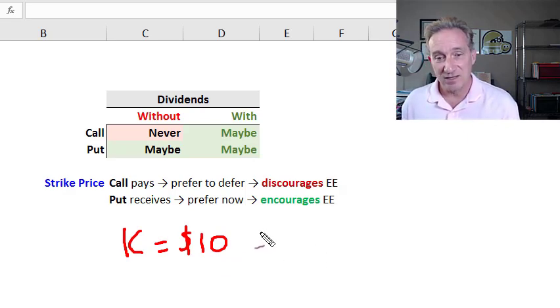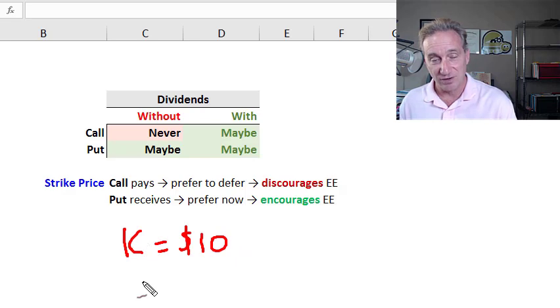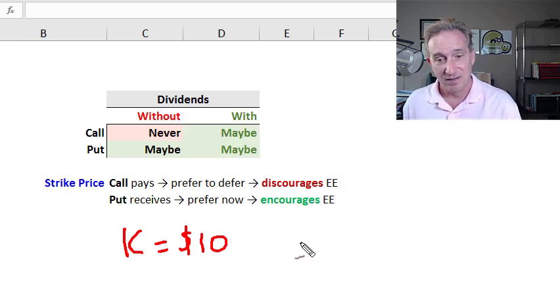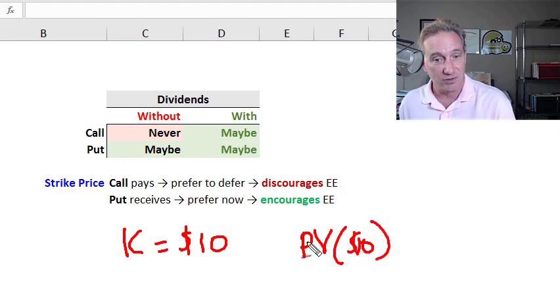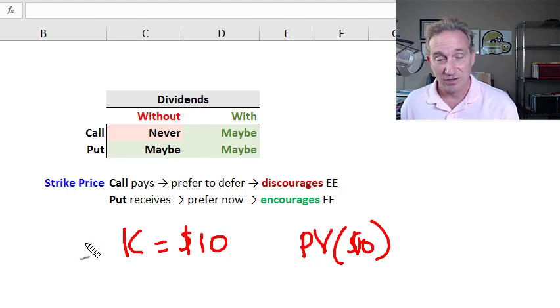All of the things being equal, an assumption I will use often here throughout, if you're going to pay $10, you would just prefer to pay it later rather than sooner. In fact, the cost to you is the PV of $10, and the further off in the future you can put that, the lower your cost. That's if you're a call.